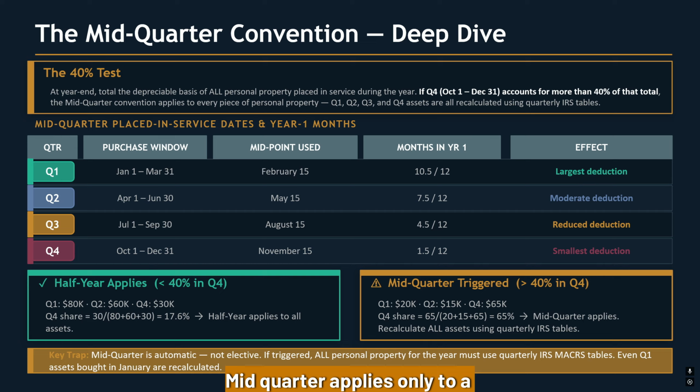Mid-quarter applies only to personal property. Real property always uses mid-month regardless. Businesses that regularly make Q4 capital purchases should monitor this threshold annually as part of tax planning. If mid-quarter is triggered and you fail to use quarterly tables, the IRS can require an amended return, and there may be penalties for underpayment.